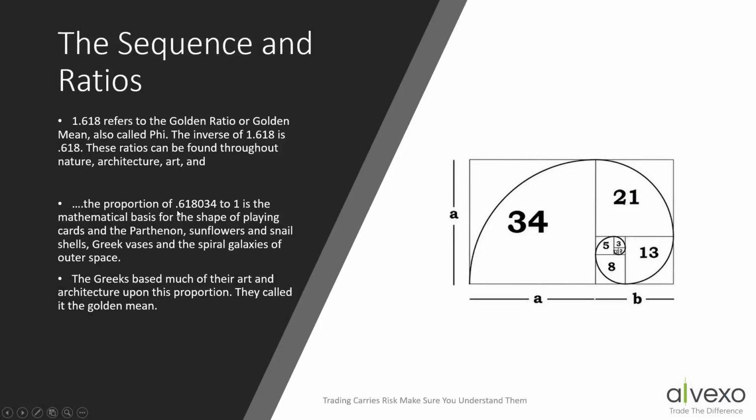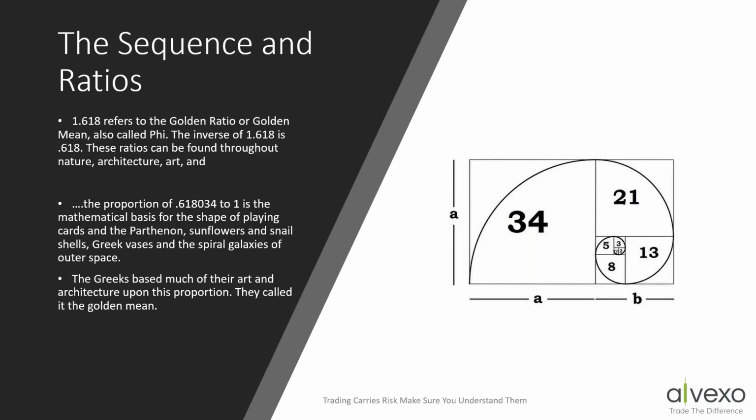Now, 1.618 refers to what's called the golden ratio or the golden mean, or sometimes called phi. The inverse of 1.618 is 0.618. These ratios can be found throughout nature, architecture, and art.